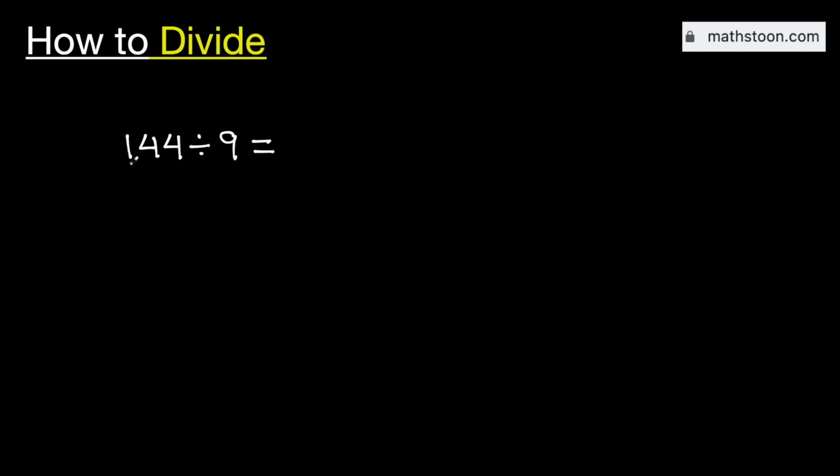Let's learn how to divide the number 144 by 9 using the long division method. See that 1 is less than 9, so we will consider the number 14. We know that 9 times 1 is equal to 9. Subtract, we get 5.